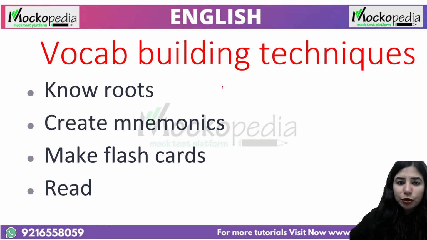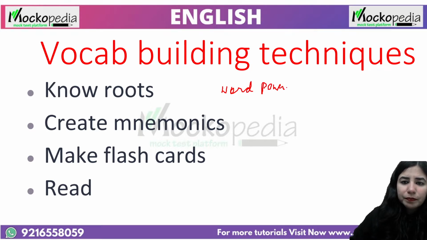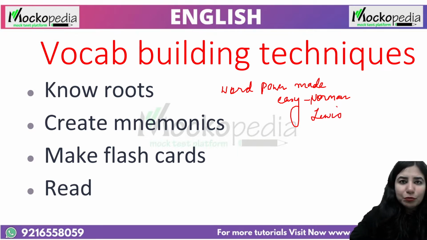So the name of the book is Word Power Made Easy, and this is by Norman Lewis, right? So you can buy this book, and I'm sure it would be an investment that would be worth cherishing, right? So one would be roots, second would be mnemonics.